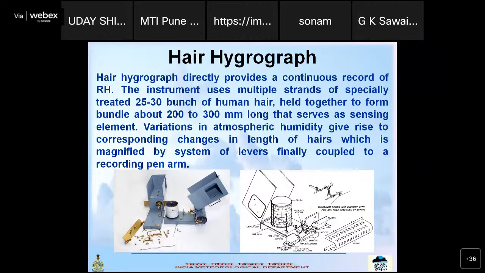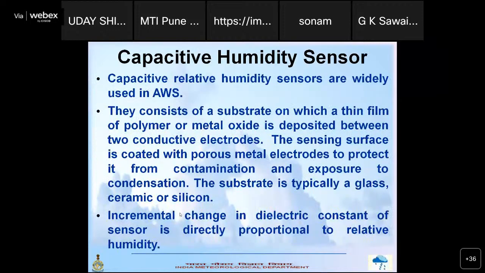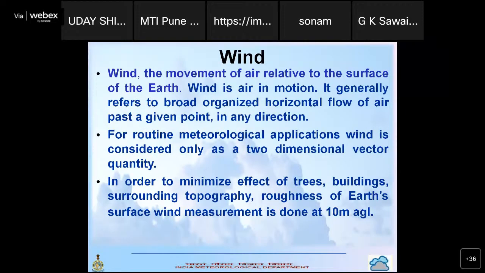There is a horizontal pen arm, and at the tip of the pen arm we pour the ink. There is a self-driven mechanism chart, the chart on the clock drum, which will be self-driven and will automatically rotate just like our clock, and in which hour what the humidity is will be recorded automatically on the graph paper. So this is the automatic way to measure humidity with the help of a mechanical instrument using human hairs. And the capacitive sensor, which we have already discussed, with this thin polymer, is used in the AWS, automatic weather station.